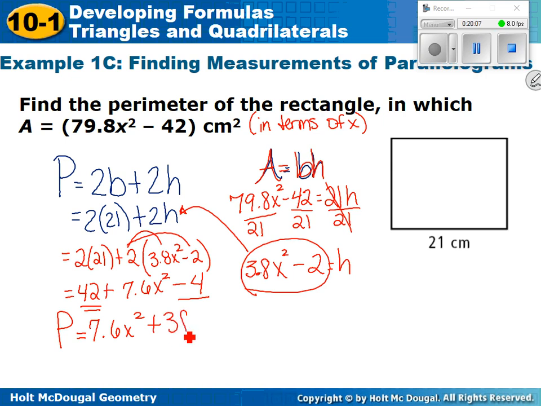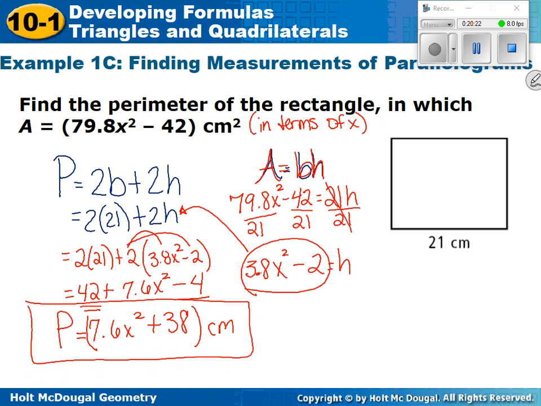Very good. Write your answer so that it's in descending order of exponents. X squared, then x, then your constant. And what are our units? Centimeters or centimeters squared? Centimeters, not squared, because we're finding the perimeter, not the area. Questions so far? Okay, so just using some algebra skills today, quite a bit as we go through the notes.